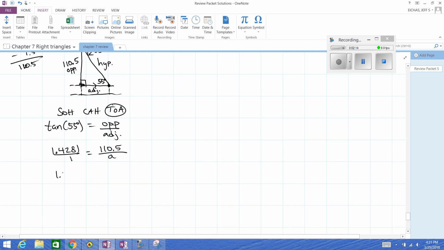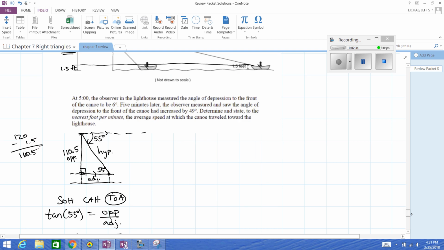All right, 1.4281A equals 110.5 times 1, cross multiply. So divide by 1.4281, and we get A is 77.37 and some other stuff there.